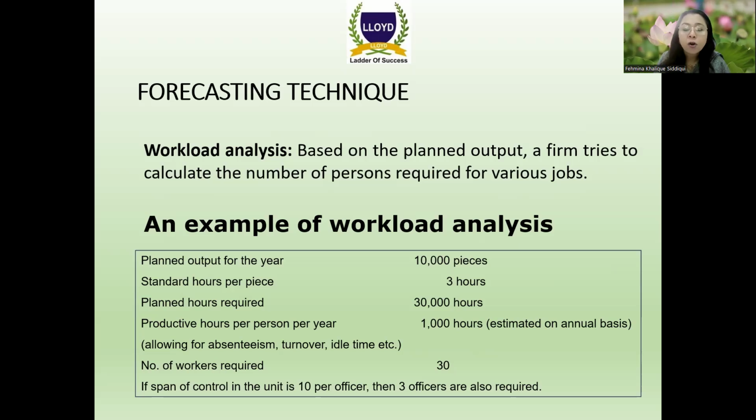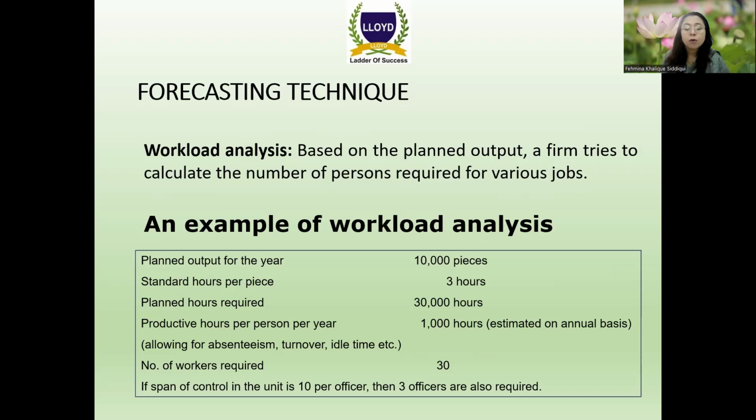So this is an example where you can see that the planned output or the production of the products in an organization is 10,000 pieces or 10,000 units, you can say. And standard hours per piece takes 3 hours. So planned hours would be 30,000 hours required in order to complete the workload of 10,000 pieces. And if one person does 1,000 hours on annual basis, then 30 people are required to produce 10,000 pieces in 1 year, right?